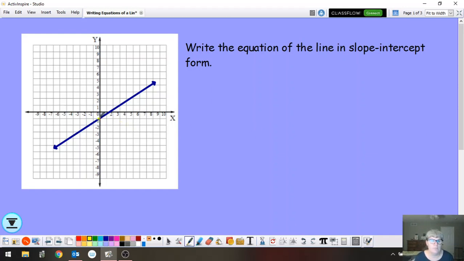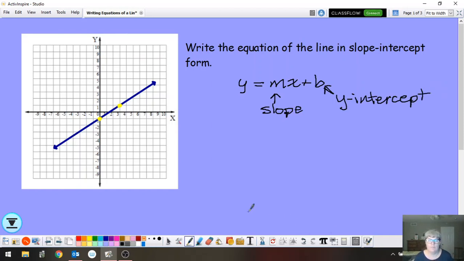So right here where I'm putting the yellow dot, we have a y-intercept. And let's find another point that this line goes through. So this other yellow dot. And slope-intercept form, if you recall, is y equals mx plus b. So m is the slope of the line, and b is where it crosses the y-axis, or the y-intercept of the line. And that's why we call this the slope-intercept form.